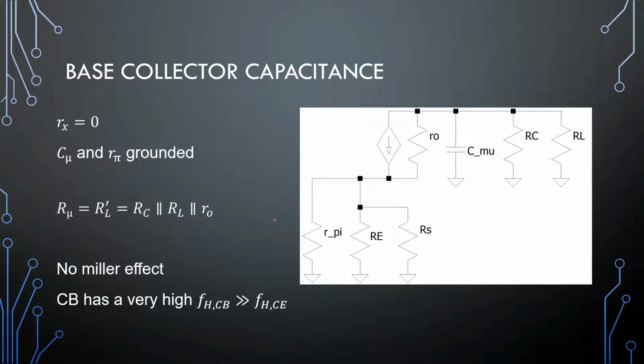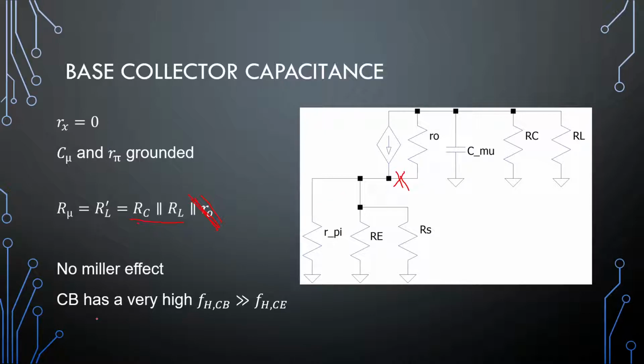Number two, looking at our C mu, or the base collector capacitance, C mu is sitting in parallel with R out, RC, and R load. We see this as a virtual ground point right here. So the resistance for C mu is just R load prime. This is a fairly large number, since your collector and your load are fairly high values, but they are responsible for the higher cutoff frequency with C mu. Note that there is no Miller effect included in here because C mu is not sitting in a strange position.